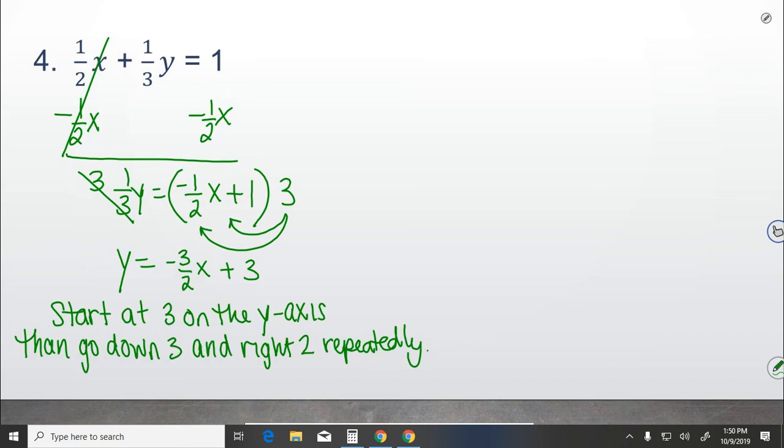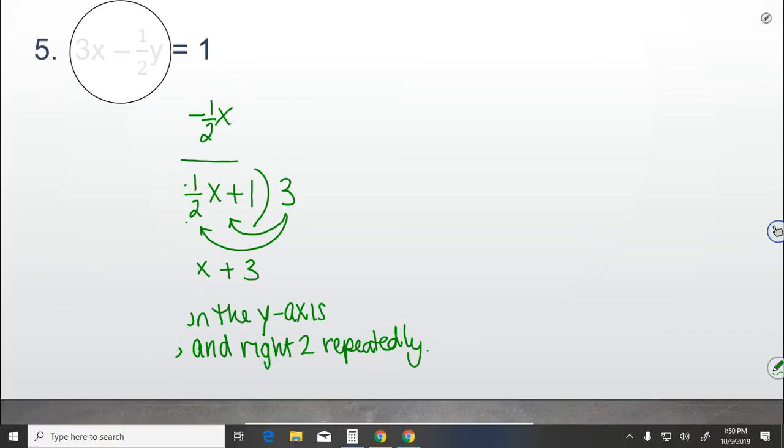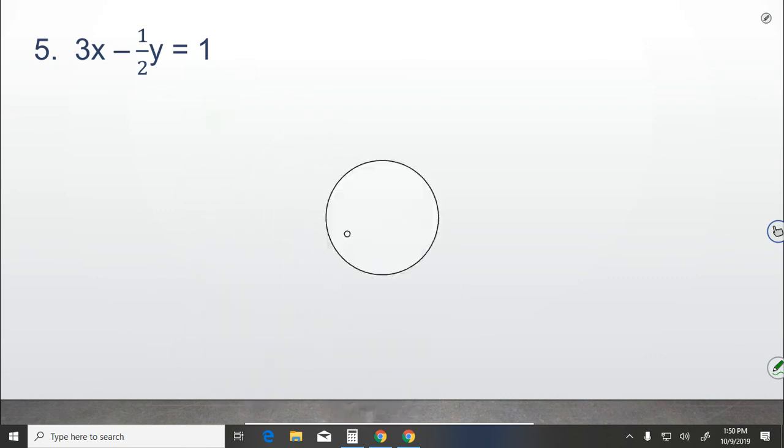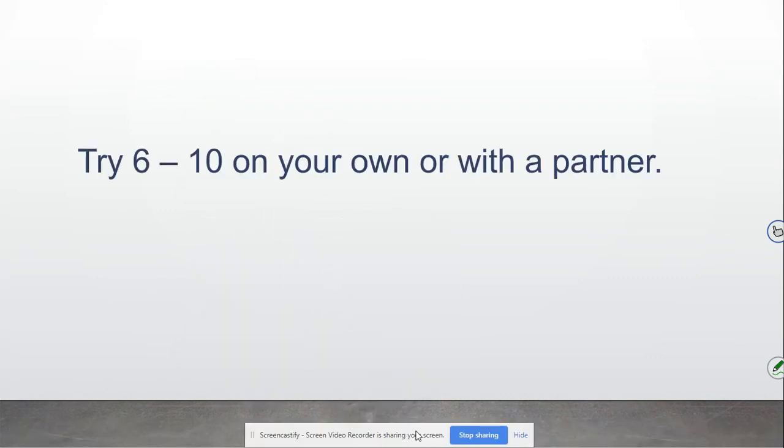All right. So hopefully you're catching on to this and you're seeing this is like solving an equation. We're just solving for a variable. So here we have number 5 is the last one I'm going to do with you.